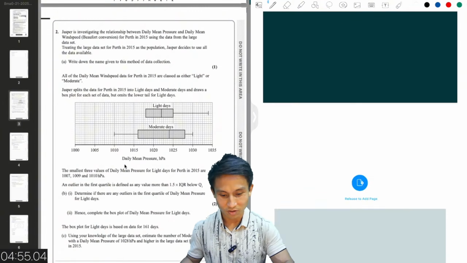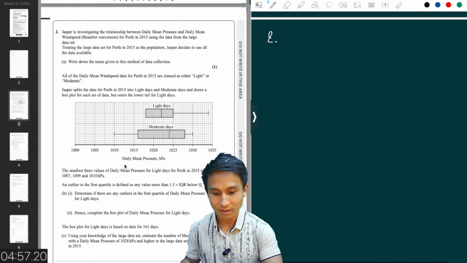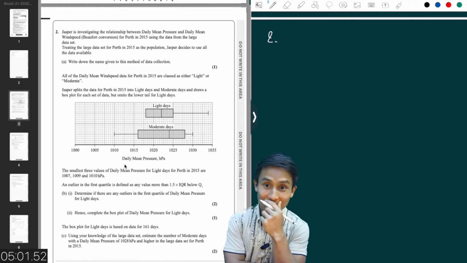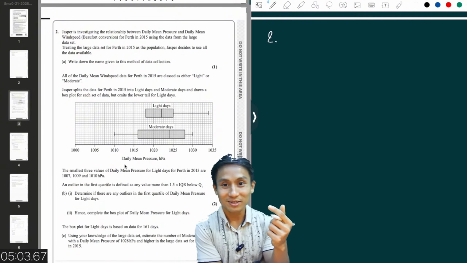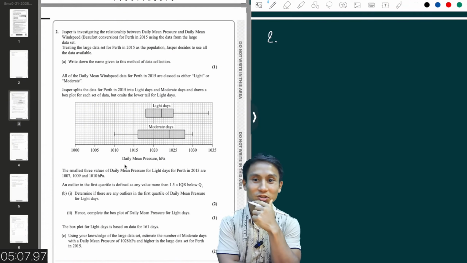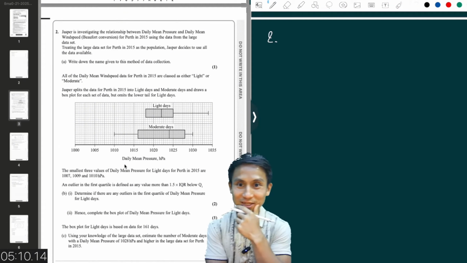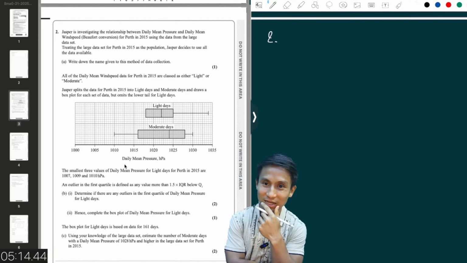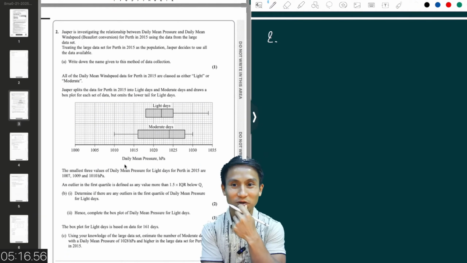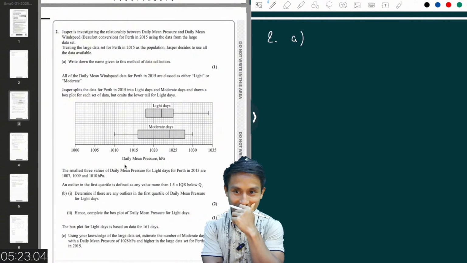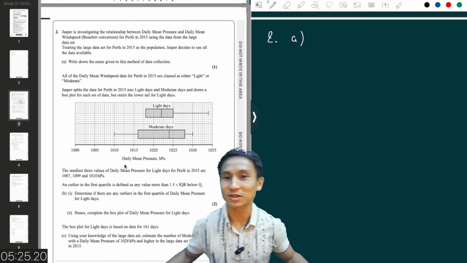Ooh, number 2, a longer one, indeed. Number 2: Jasper is investigating the relationship between daily mean pressure and daily mean wind speed. This is the large data set, okay, for Perth in 2015. Perth is in Australia. Using the data from the large data set, treating the large data set for Perth in 2015 as the population, Jasper decides to use all the data available. Write down the name given to this method of data collection.